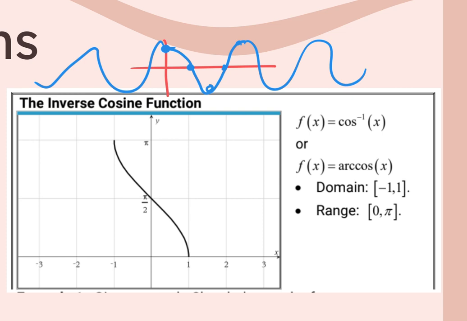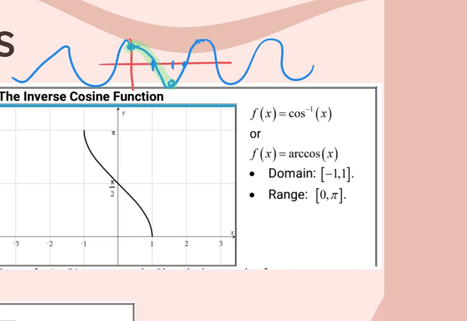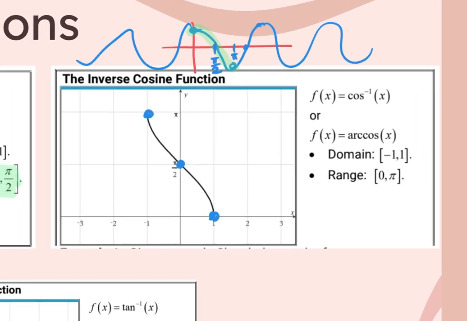So we restrict cosine from 0 to pi. This would be pi over 2. This would be pi. And that's why this graph looks this way. At 0, 1, I would flip it, and I would get 1, 0. At 1, 0, I get 0, 1. At pi over 2, 0, I flip it, I get 0, pi over 2. And at pi, negative 1, I get negative 1, pi when I switch it. So the graph looks like this.